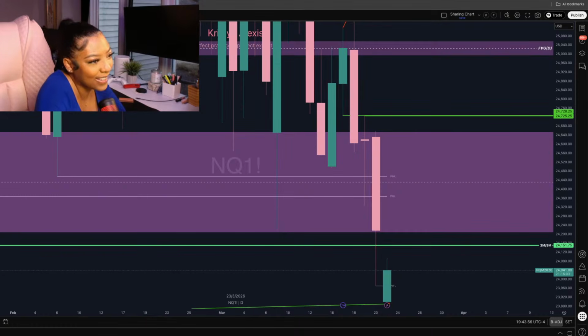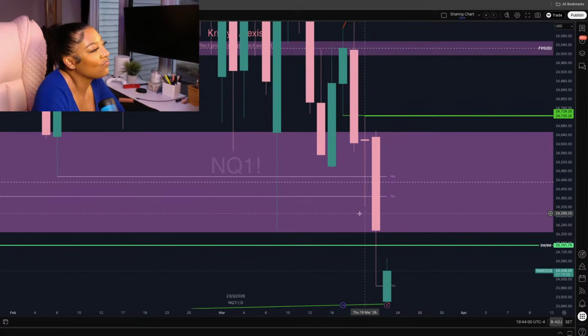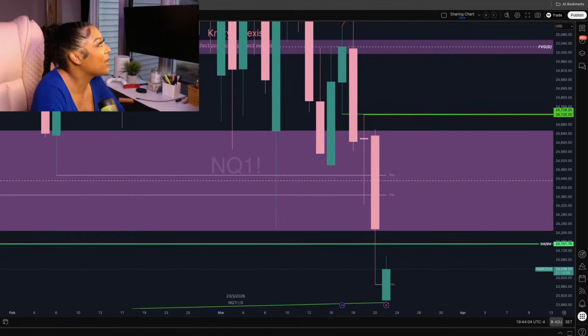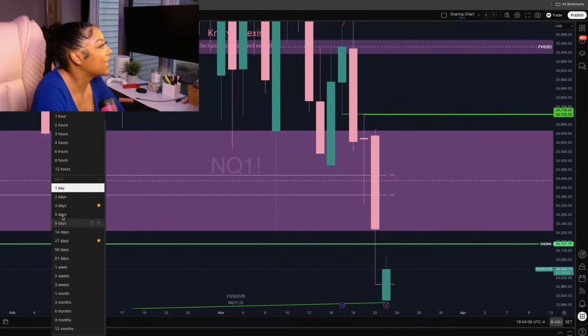If we leave a gap here, y'all, and it's the end of the month, so we got the monthly candle. They got to put a wick on the monthly candle. Where's the month?